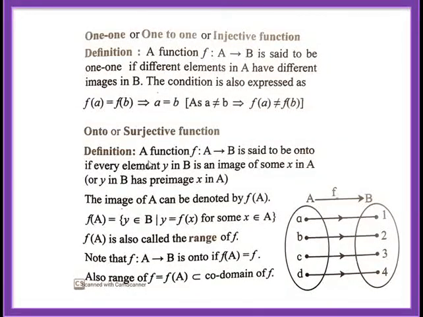Now what is onto function? A function f from A to B is said to be onto if every element y in set B is an image of some element x in A. See, this is set B. You will notice that there are four elements and all have pre-images in the set A, right? So in this case, function f from A to B is what? It is not only 1-1, but it is onto also.